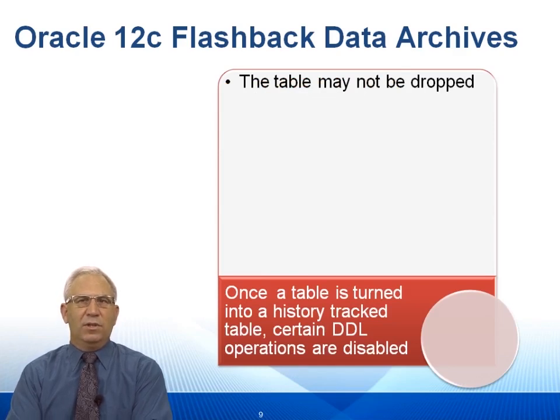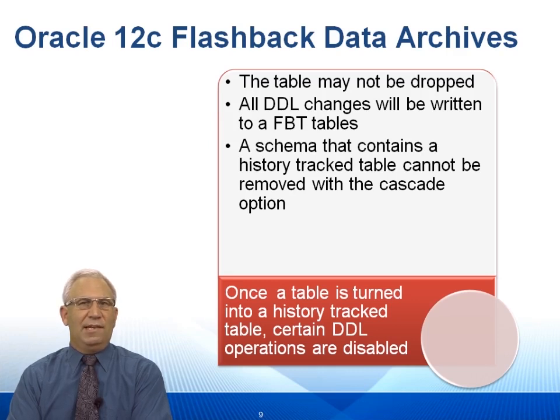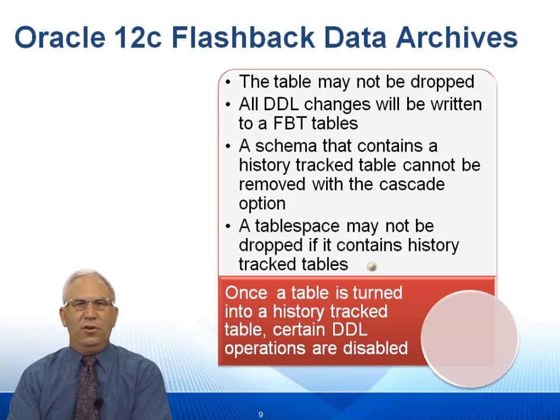Keep in mind that once a table is placed in archive mode, it is a history tracking table and it cannot be dropped. All DDL changes will be written to a series of what's called FBT tables, and this is flashback tracking tables. And you will see this if you query something like user_tables and you've made significant changes to a history track table. Also, keep in mind, a schema that contains a history track table cannot be removed with the cascade option. In no way, shape, or form can that table be dropped if it's a history tracked table. You can't drop the table, you can't drop the schema that contains the table, and you can't drop the tablespace that contains the table as well.